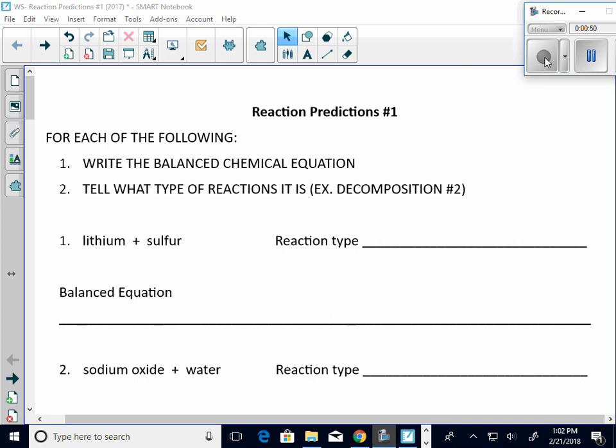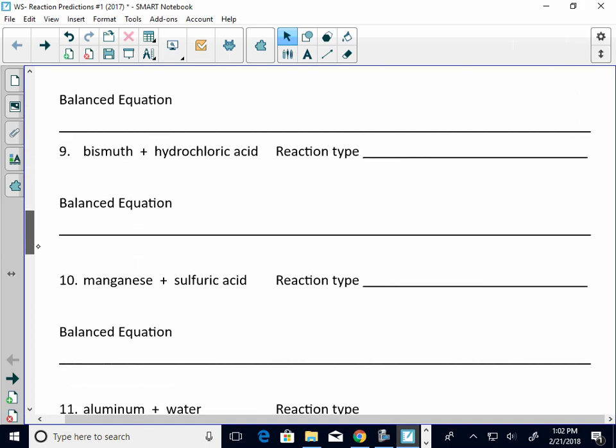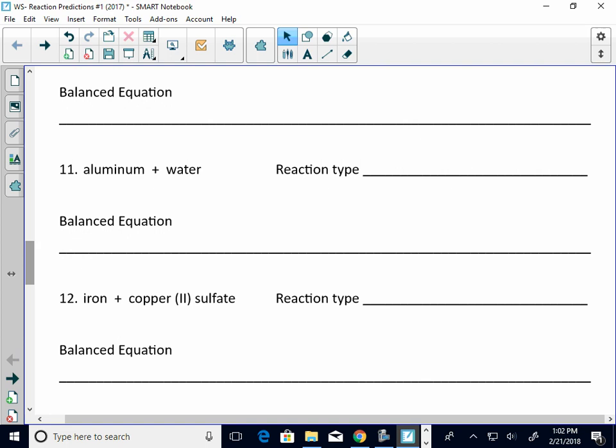All right. Caitlin? Number 11. She would like to double check. So let's get up to number 11. It doesn't matter what order we go into. Number 11 tells me aluminum and water. Okay? Aluminum and water. First thing I have to do is identify what type of a reaction this is. What do you think about aluminum and water?